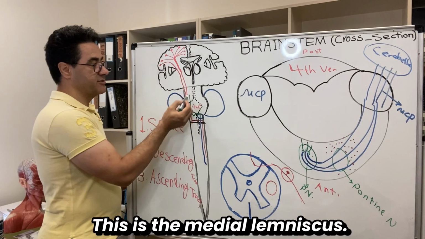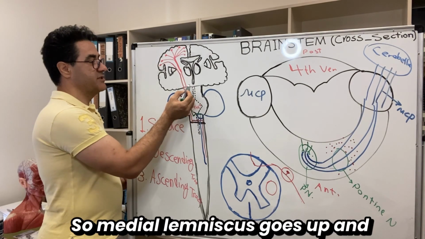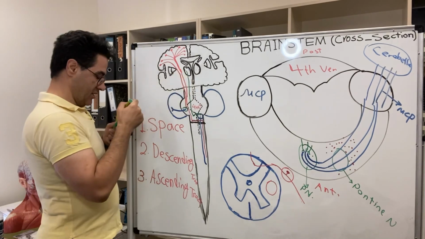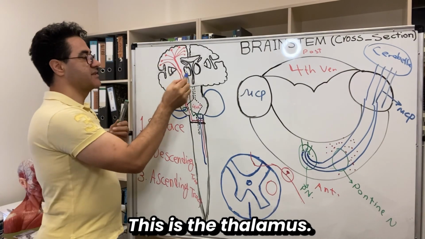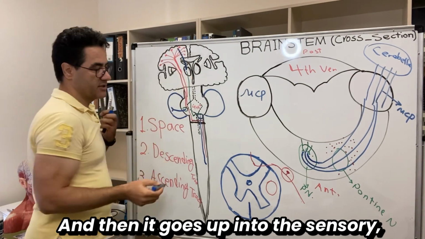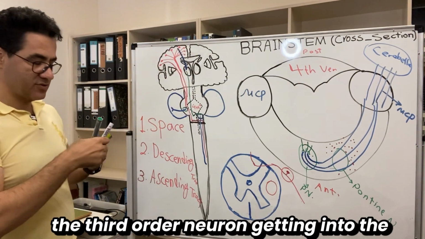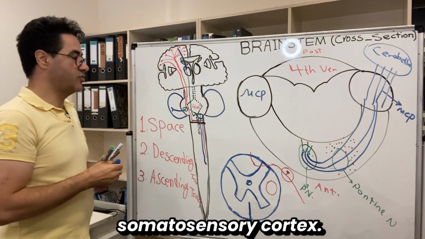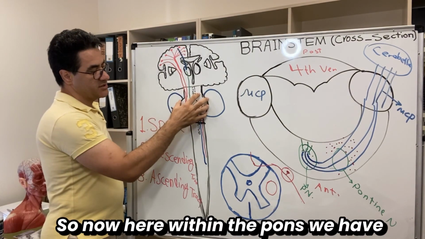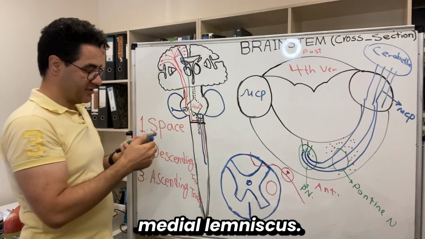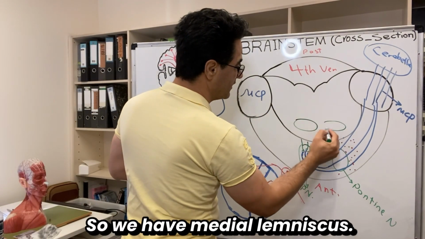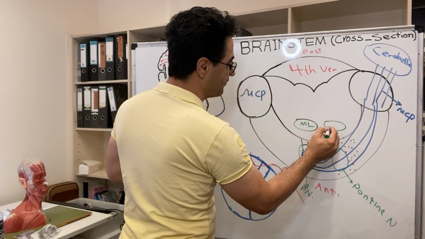This is the medial lemniscus. So the medial lemniscus goes up and synapses onto the third order neuron within the thalamus. This is the thalamus, and then the third order neuron goes up into the somatosensory cortex. So now here within the pons we have the medial lemniscus. It would be here.